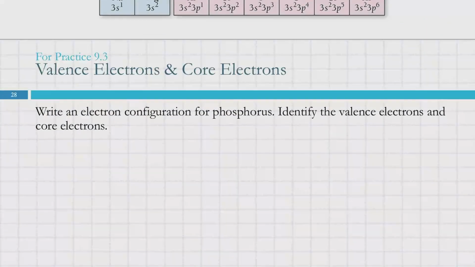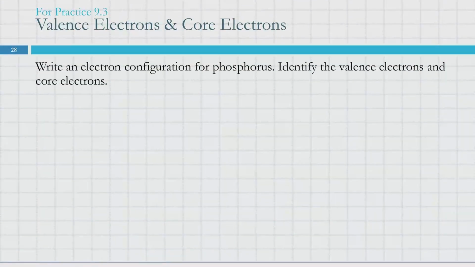Okay, so let's, as a review, a refresher, write an electron configuration for phosphorus. We want to identify valence electrons and core electrons. So first thing we need to do is find phosphorus on our periodic table. So phosphorus is over in group 5A. It's number 15.